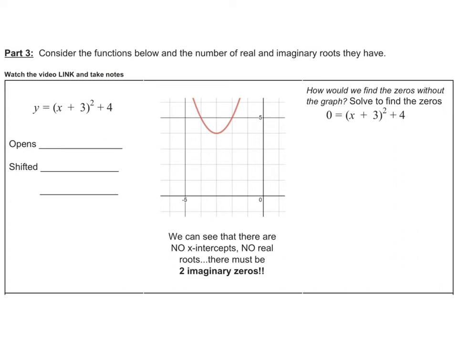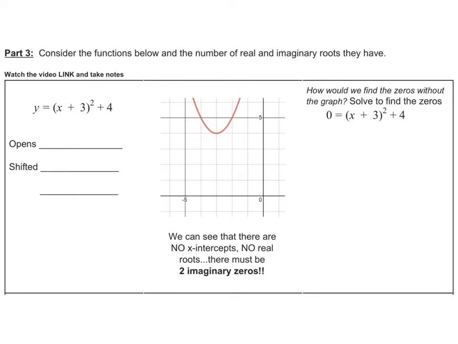Hello again. In part 3, we're going to look at some specific quadratic functions and get a sense of how many roots they have, how many are real roots, and the nice thing about the real roots is we see those x-intercepts right on the graph, and how many imaginary roots we have. And we can make some predictions based on what we see in the graph, and then when we go ahead and solve, we can confirm those predictions.